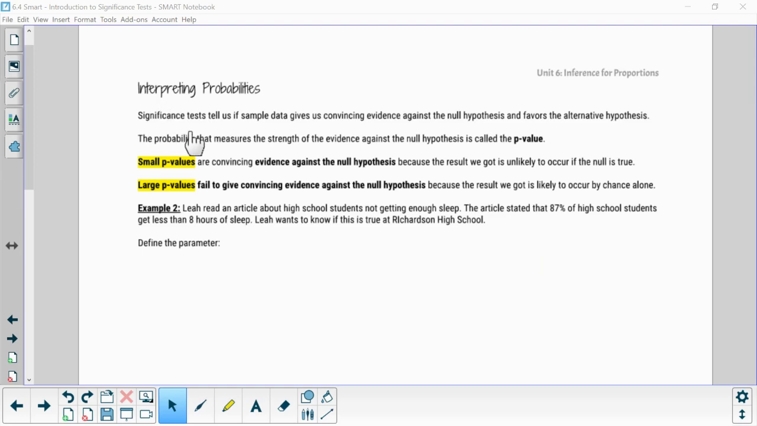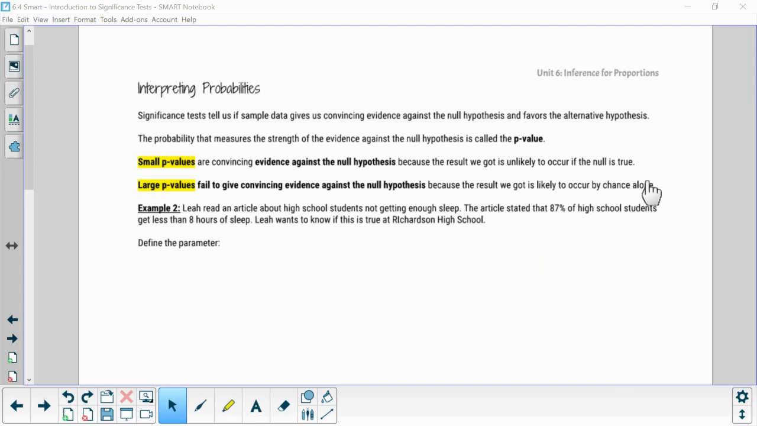We have to interpret. Significance tests tell us if the sample data gives convincing evidence against the null and favors the alternative hypothesis. This probability measures the strength of the evidence against the null hypothesis, and it's called the p-value. Small p-values are convincing evidence against the null hypothesis because the result we get is unlikely to occur if the null is true. Large p-values fail to give convincing evidence against the null hypothesis because the result we got is likely to occur by chance alone.